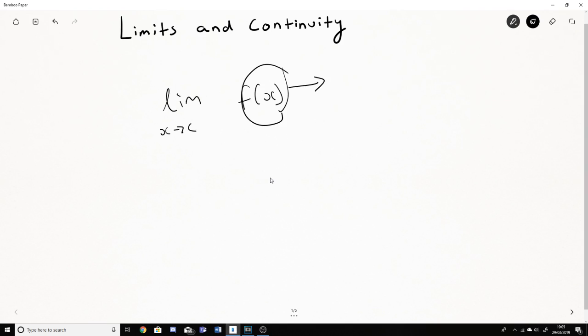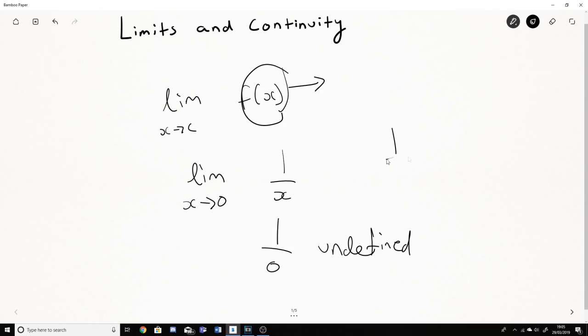Something very simple is the limit as x approaches 0 of 1 on x. Now, if I was to solve this properly like we were solving before and I subbed in 0, well, 1 on 0 is undefined. And basically that identifies to me that at 0, 1 on x is not continuous.